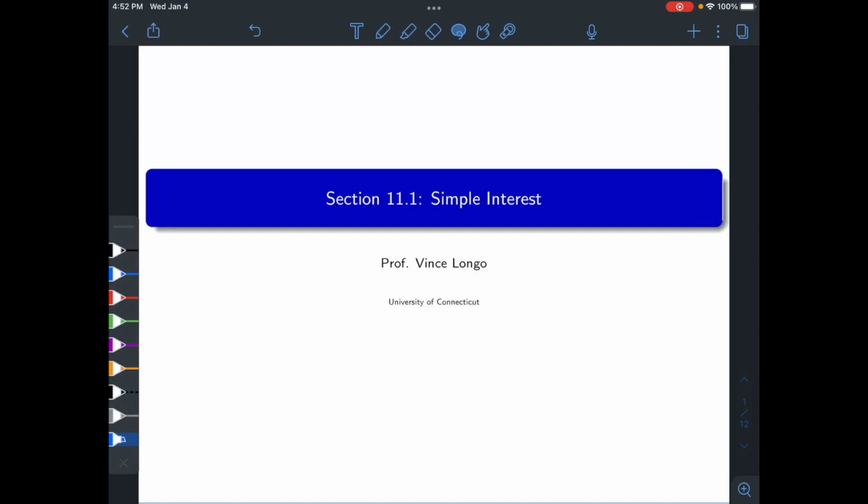Let's talk about simple interest. So we'll be discussing a few types of interest in this and the coming sections. Simple interest, obviously the least complicated of the ones that we'll talk about, is basically the following.